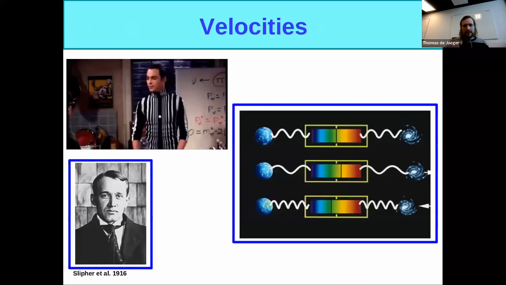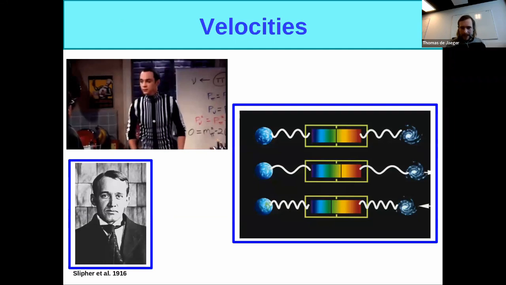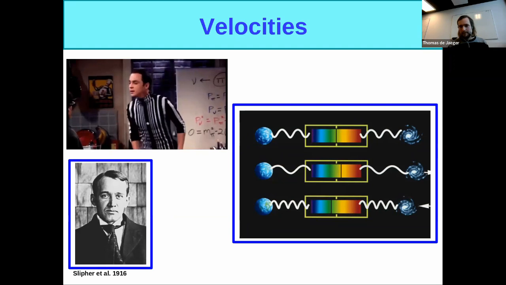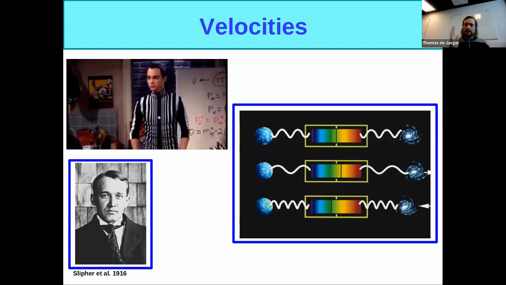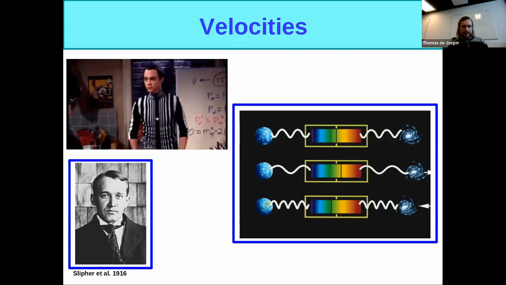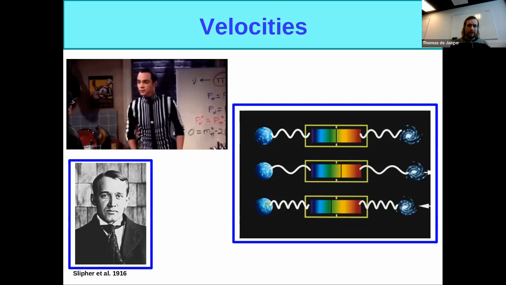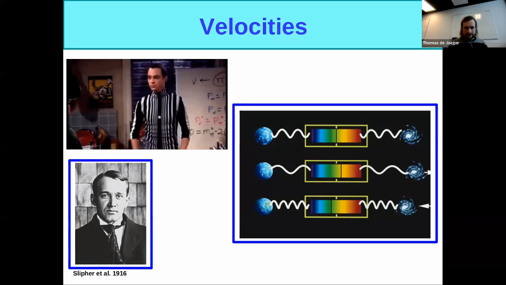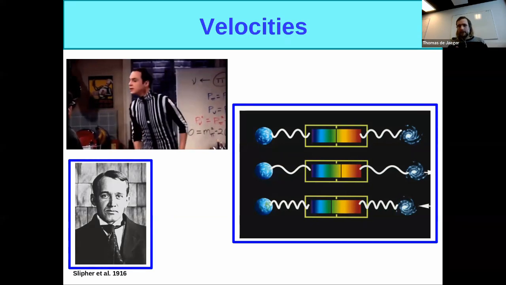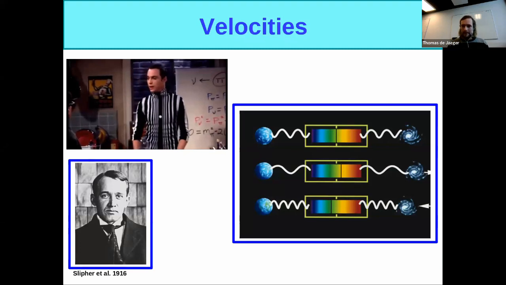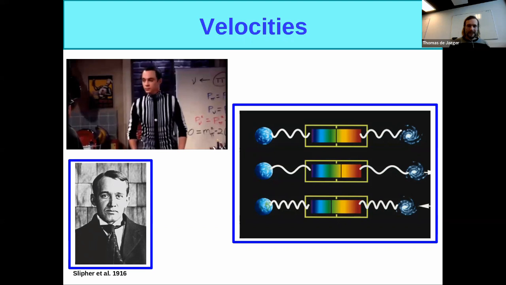I will not give a lot of detail about this because everyone knows that. To measure velocities, you can use the Doppler effect. So you take a spectrum of a galaxy and you can measure the shift of the lines, and we can measure the redshift. I only put this slide because I like to highlight the work from Slipher in 1916, because Hubble then used all this work and never mentioned his work in his famous paper. So I like to highlight what he has done.